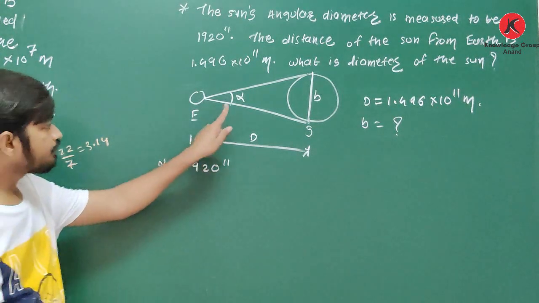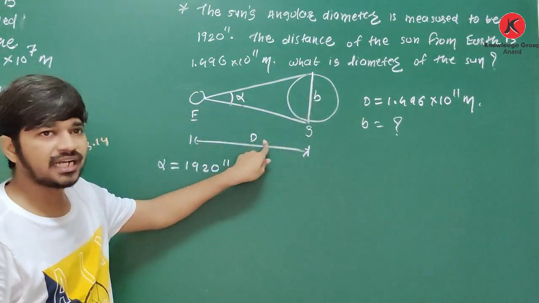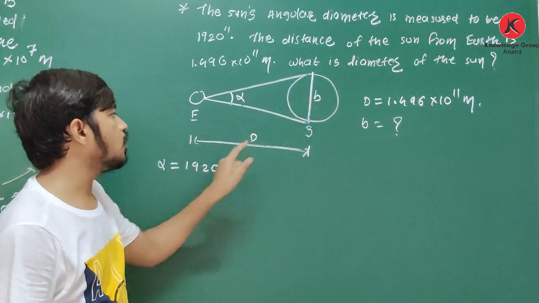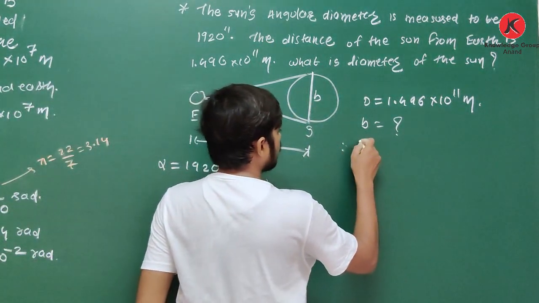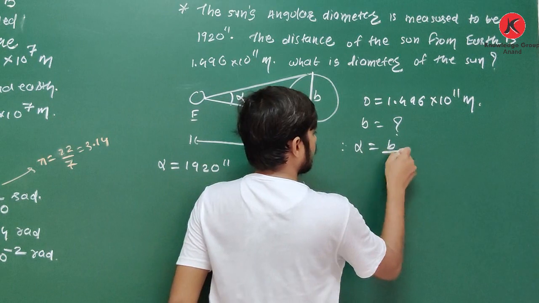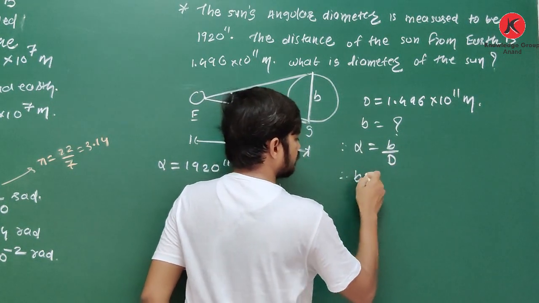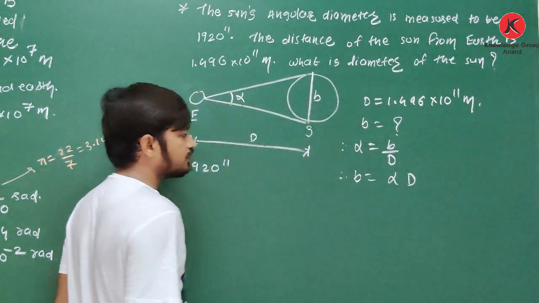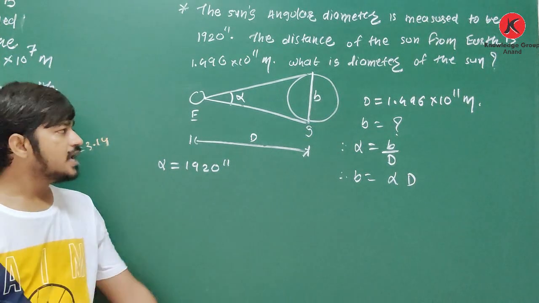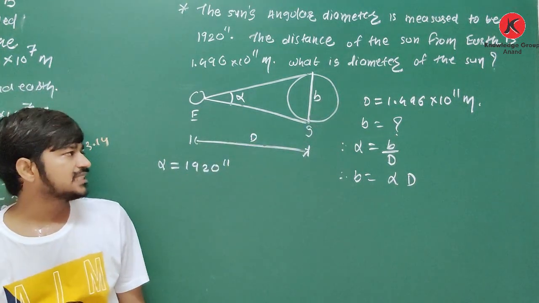Again we have to use angle is equal to arc upon radius. So therefore V is equal to alpha D. Yes, D is given, 1.496 into 10 raised to 11.